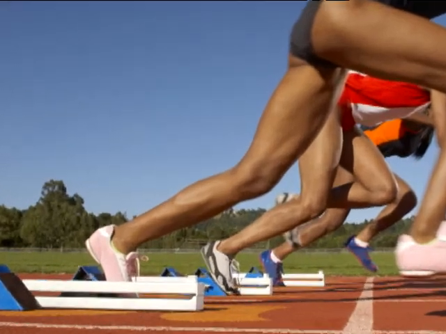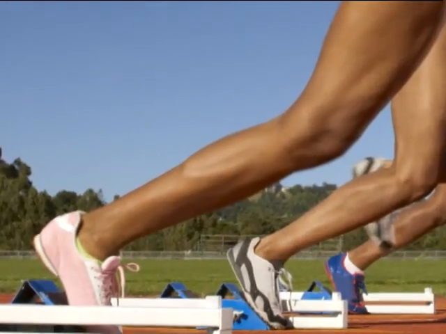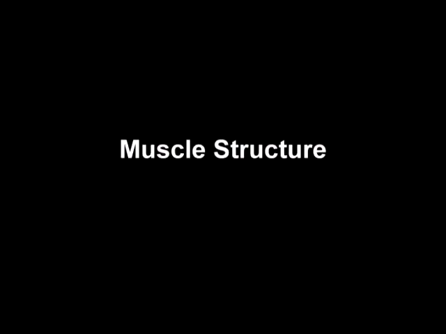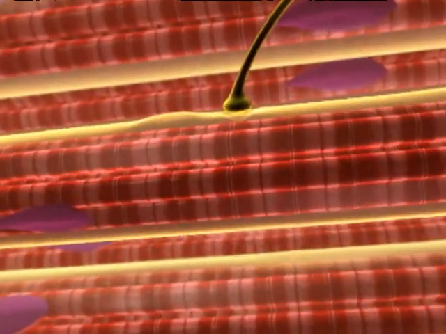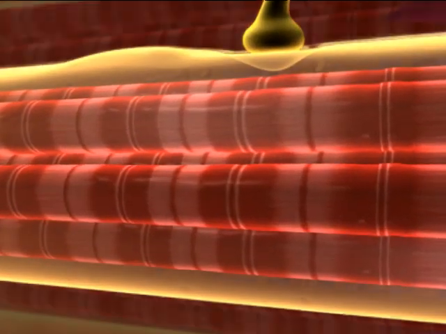We move our bodies by shortening or contracting our muscles. Let's take a closer look. A muscle consists of parallel muscle fibers. Each fiber is a single cell in close contact with a motor neuron.